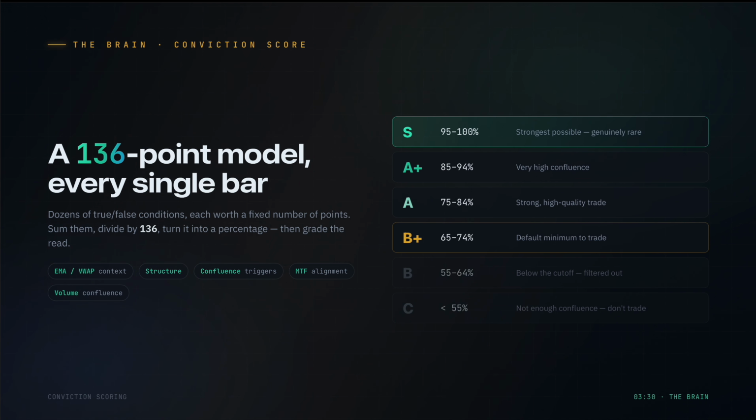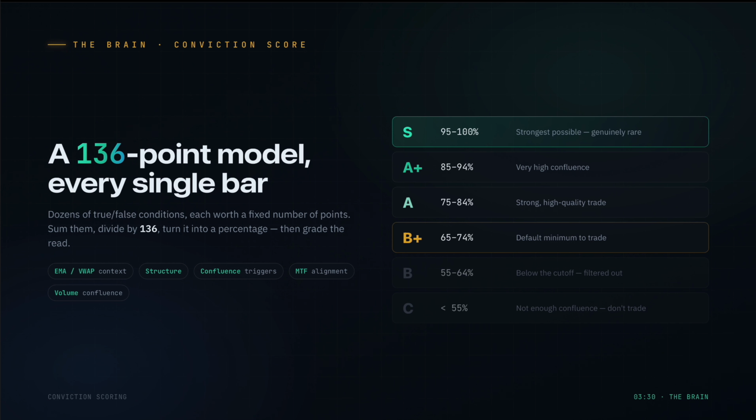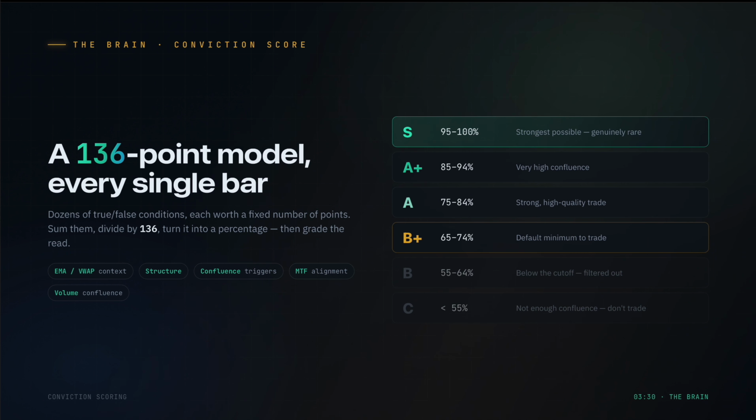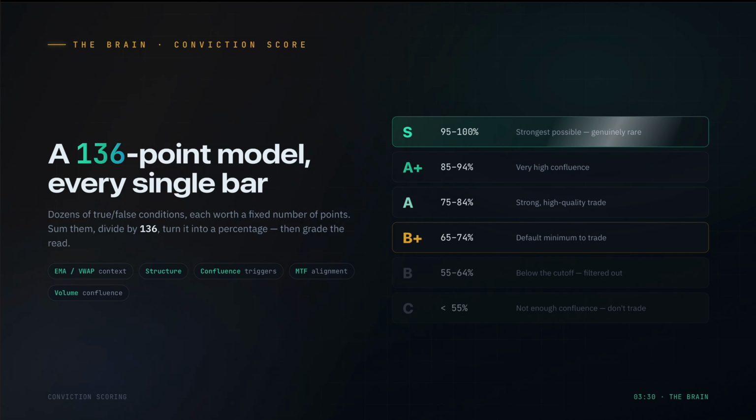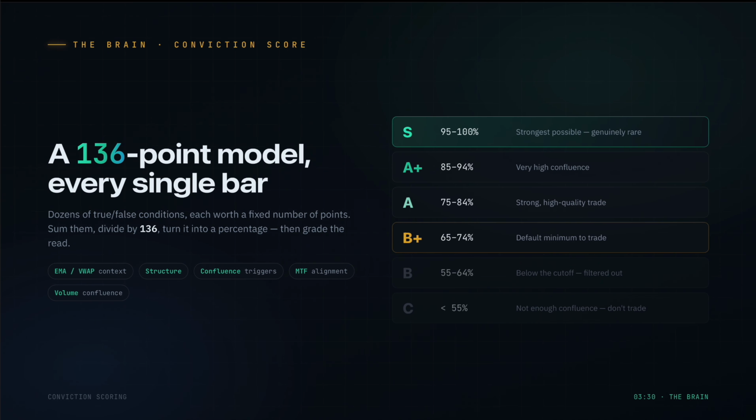Now the brain of the whole system, the conviction score. The model has a maximum of 136 points. On every bar, it tests a long list of true and false conditions, each adding a specific number of points. It adds everything up, divides by 136, and turns it into a percentage. That percentage becomes your grade. 95% or higher is an S, genuinely rare. 85 to 94 is an A, 75 to 84, an A-minus, 65 to 74, a B+. The default minimum grade is below that, you don't trade it.